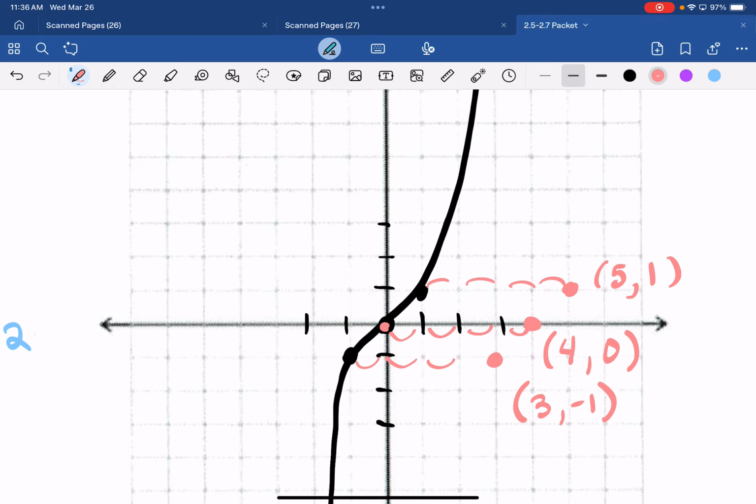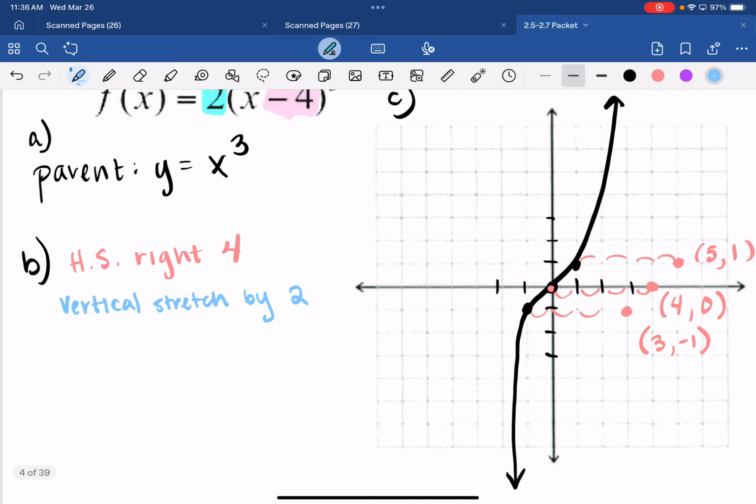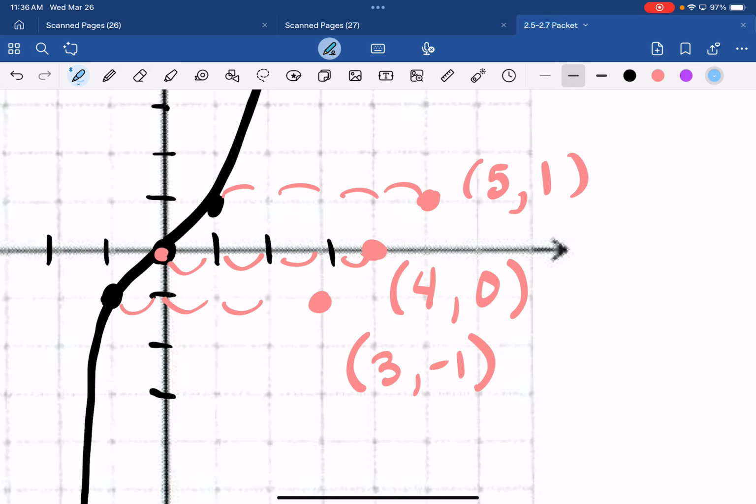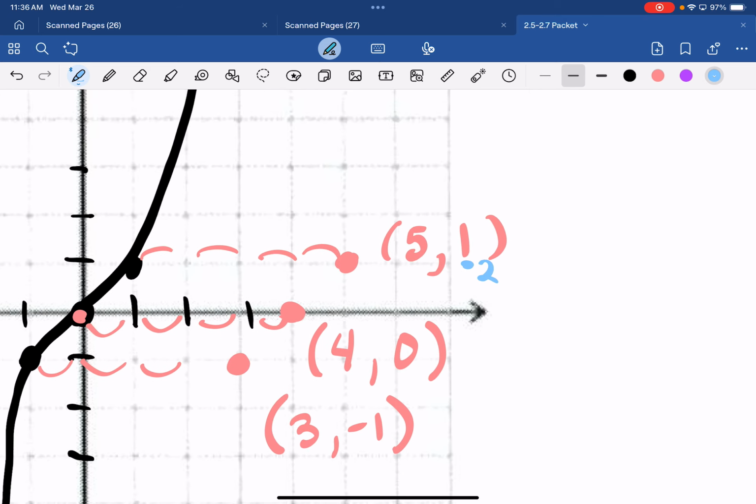Here's how a stretch works. If we're moving in the vertical direction, what value is going to change, the x or the y? The y, right? Because vertical, we're going up and down. So it changed the y. So all I'm going to do here is multiply all of my y values by 2. Only the y values.